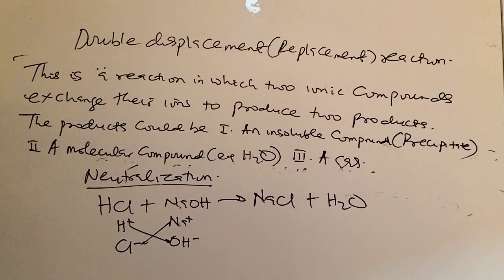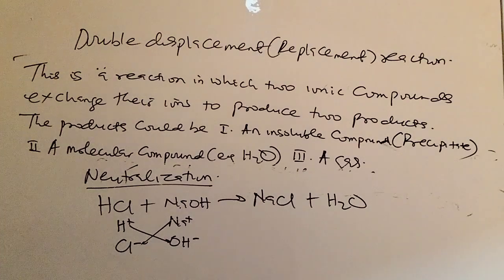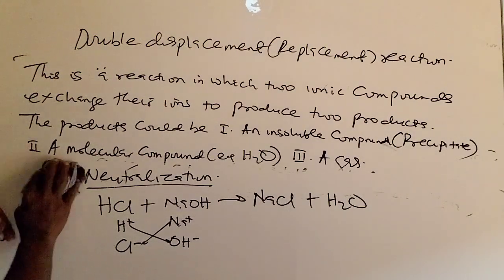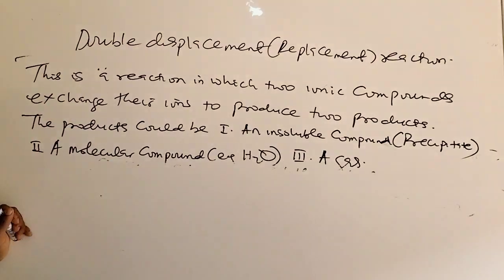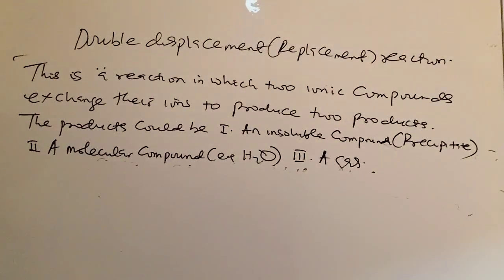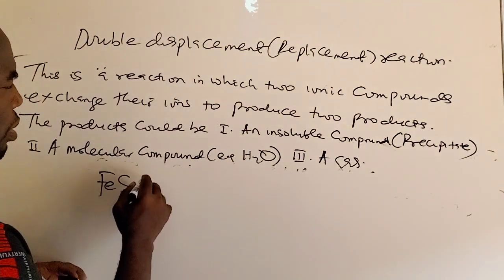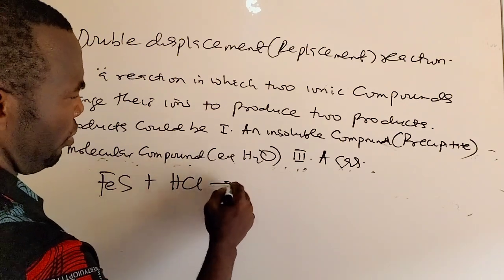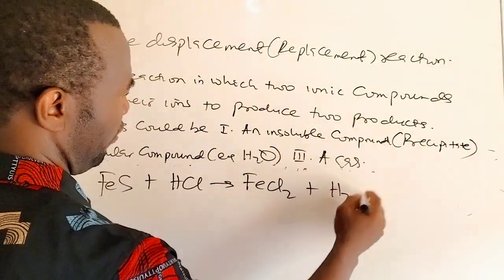So we are seeing two reactions that can be classified as double displacement reaction. We are seeing precipitation reaction. We are seeing neutralization reaction. Another example of a reaction that is also classified under double displacement reaction is the reaction that leads to gas production. For example, iron sulfide plus HCl giving us iron chloride and a gas called hydrogen sulfide.